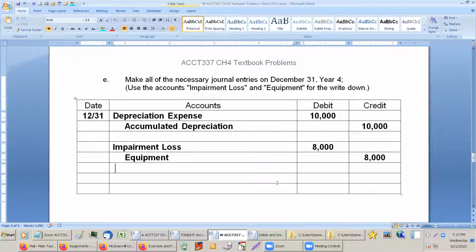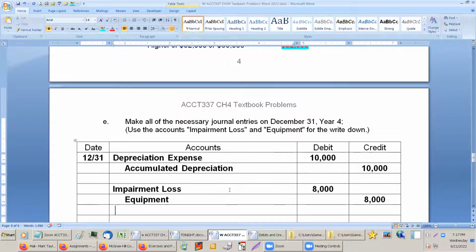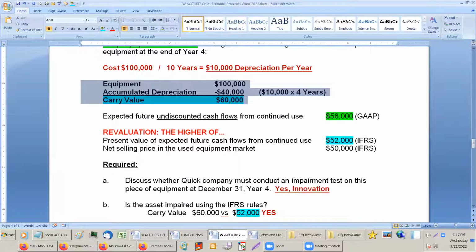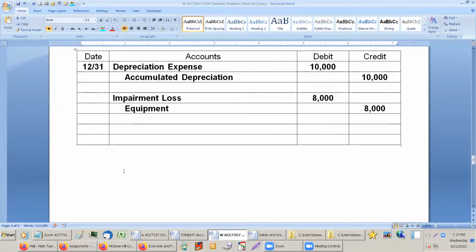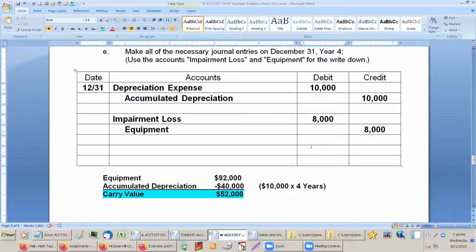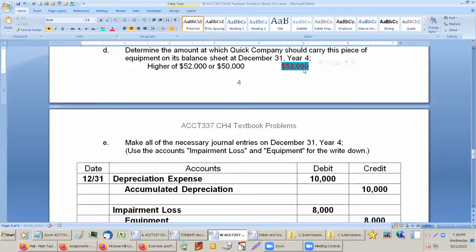All right, now. This is where it's going to get a little bit tricky. So we wrote the equipment down by 8,000, so this is 92,000. So now the carry value is 52,000, which we would expect, right? I mean, that's what we want it to be down to.